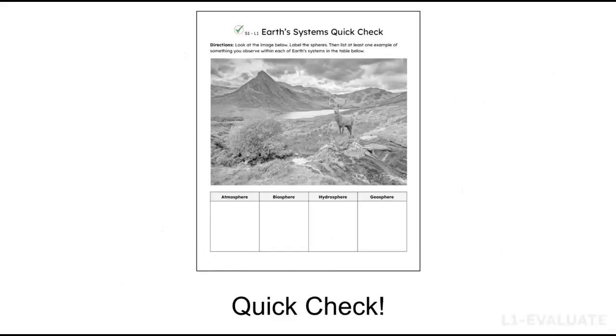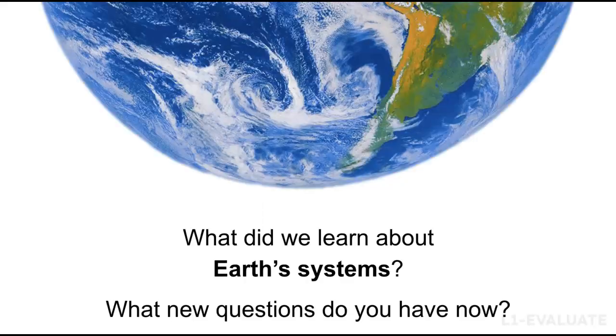For the Evaluate, you'll have students complete the Earth Systems Quick Check Student Journal page. To support student sense-making across the unit, you'll orient them back to the driving question board. You'll ask, what did we learn about Earth's systems? And what additional questions do you have now?